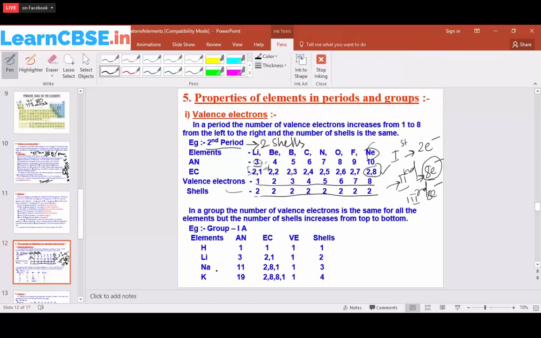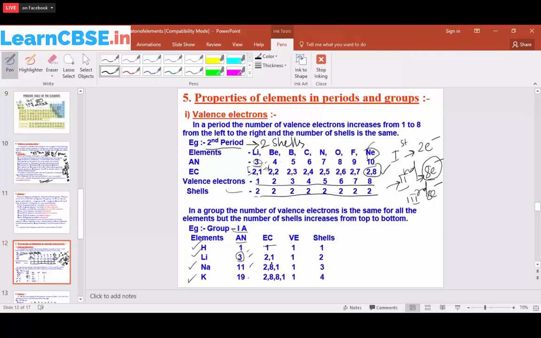So in a group, now we are going to discuss the 1A group. In this, we have hydrogen, lithium, sodium, and potassium. AN means atomic number. Hydrogen has atomic number 1, lithium has 3, sodium has 11, and potassium has 19. EC means electronic configuration. Hydrogen has 1 electron, so 1 electron will occupy the first shell. There are 3 electrons in lithium, so we can split that: 2 electrons we place in the first shell, and 1 electron in the second shell. So 2, 1.